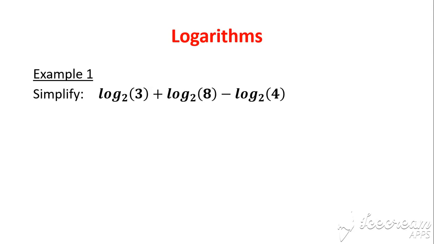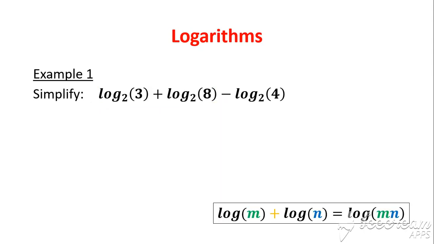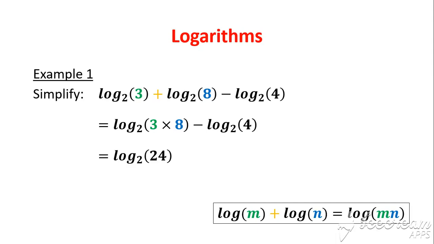Let's get into some examples and see if you can start to understand these rules. Let's simplify this expression: the log in base 2 of the number 3 plus the log in base 2 of the number 8 minus the log in base 2 of the number 4. Because they're all in base 2, let's just ignore the base and practice these rules. So let's start with log of 3 plus log of 8. The rule says the log of the number m plus the log of n is equal to the log of mn. So log of 3 plus log of 8 is the same as log of 3 times 8. Now 3 times 8 is 24. So we get log of 24 and we're going to then take away the log of 4.